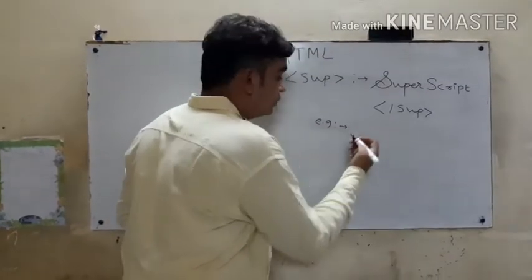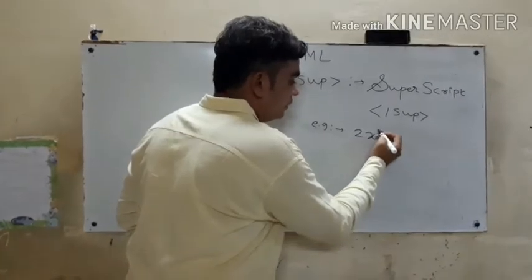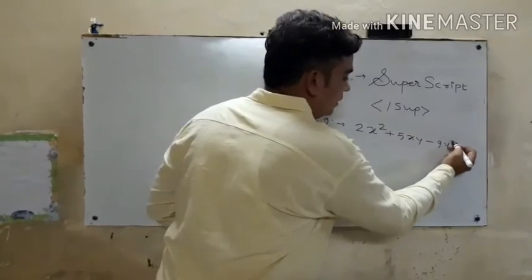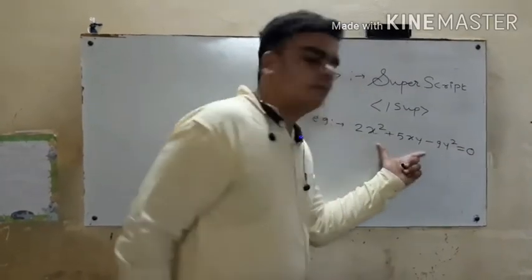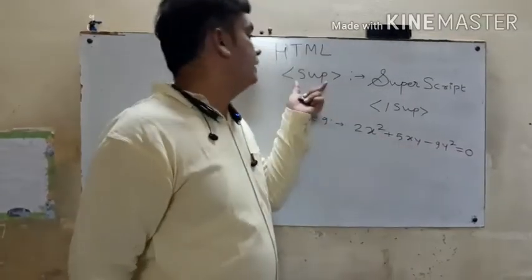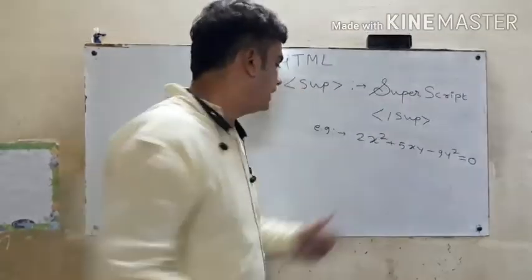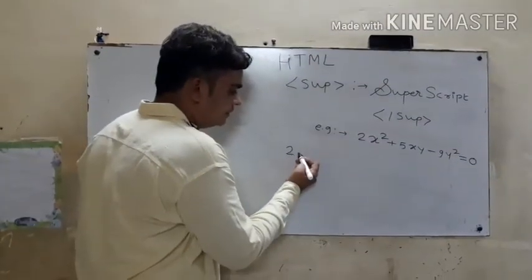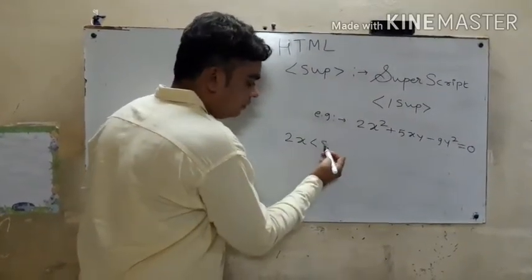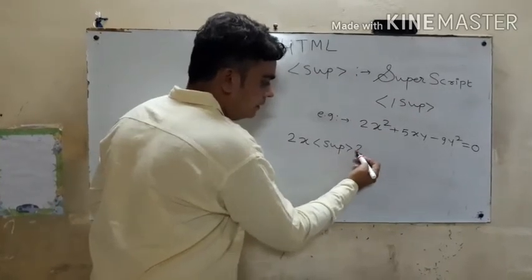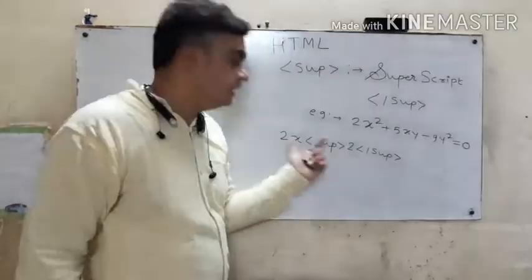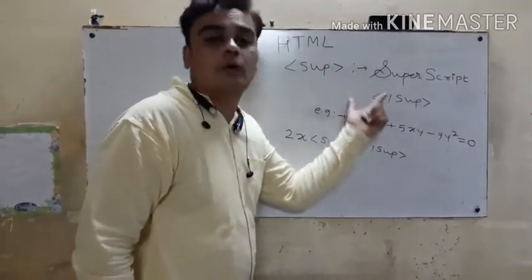Example, suppose I wish to display the equation like this, 2x square plus 5xy minus 9y square is equal to 0. Suppose this type of information I want to display in my web page, then it will be more convenient by using this SUP tag. So how can we write? Let's see. First of all we have to display 2x, then this 2 is displayed at power position. That information should be present in between SUP, then 2 and /SUP. Suppose if I write up to this much text, it will display output only 2x square.